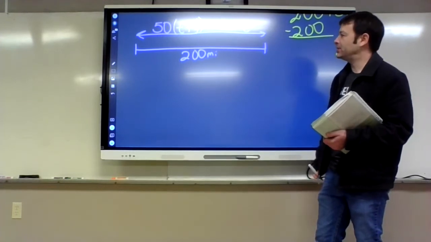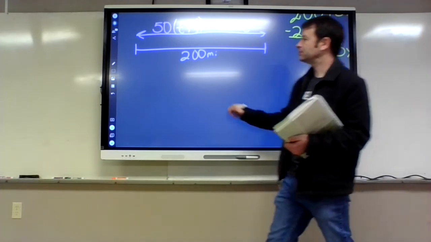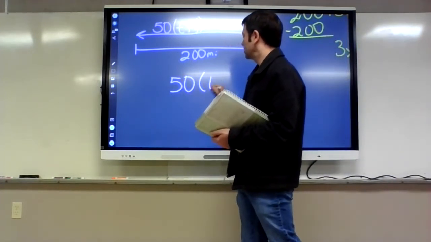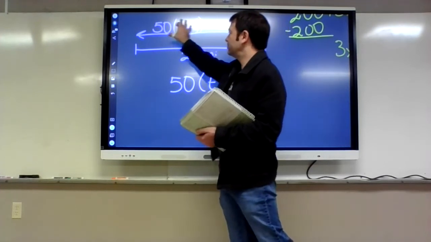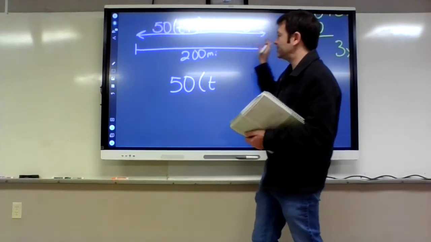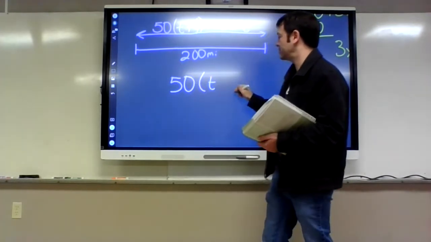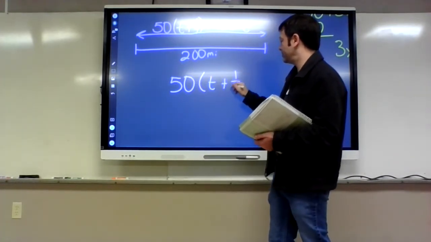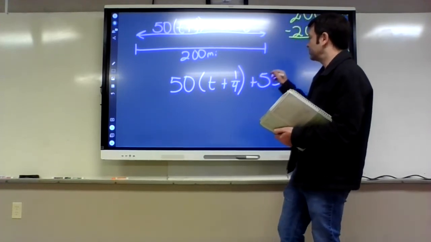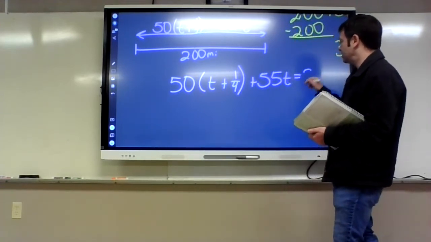All right, what's the equation for this? 50 plus 55 equals. Yeah. So one of the person's distances plus the other person's distance equals the total distance they're apart, right? Just like pretty much every problem we did on that lesson.